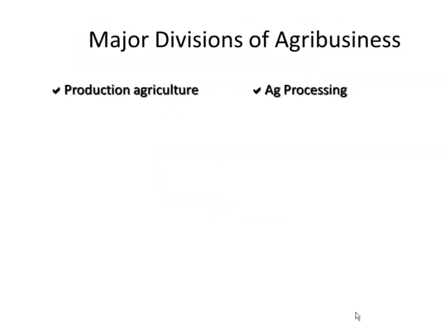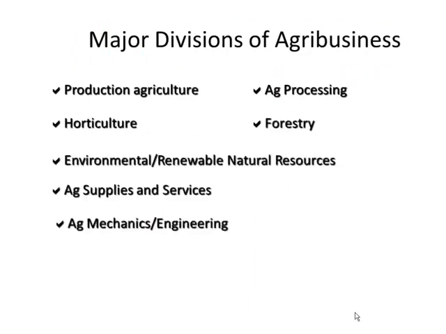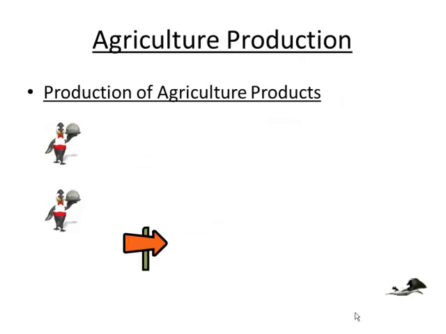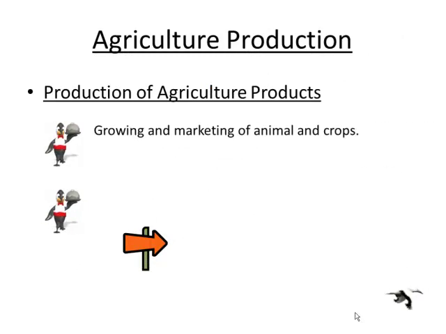If you look at the major divisions in agribusiness, we would look at production agriculture, ag processing, forestry, horticulture, environmental and renewable natural resources, ag sales and service, ag mechanics and engineering, and ag professionals. Keep in mind that when we deal with production of agricultural products, we're looking at growing and marketing of animals and crops.